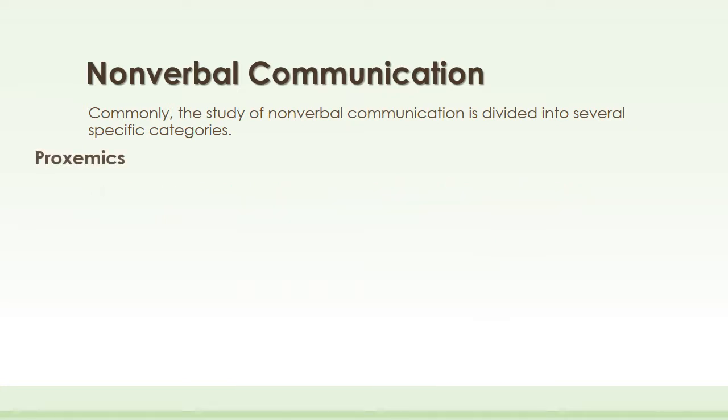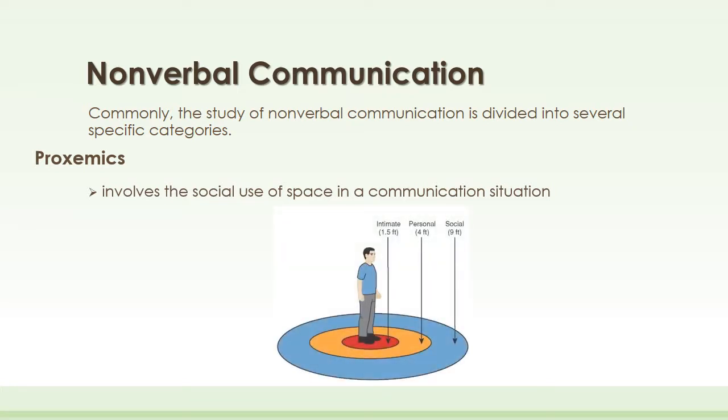Proxemics. This involves the social use of space in a communication situation. One aspect of this is the closeness between and among people when they speak, and the significant role that culture plays in this. Distance is generally described on a continuum from intimate space, 0 to 18 inches, to personal space or informal distance, 18 inches to 4 feet, to social space, or formal distance, 4 to 12 feet, and public space or distance beyond 12 feet.